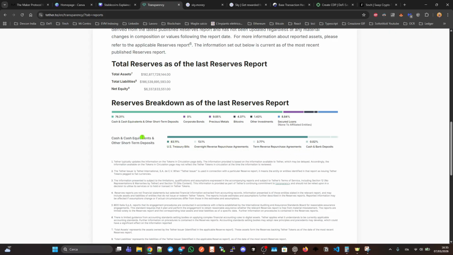So basically, the greatest part of the collateral, let's say, when you buy Tether USDT or another stablecoin, these are the reserves that Tether keeps in order to back your tokens that you buy. So most of them are US Treasury bills.